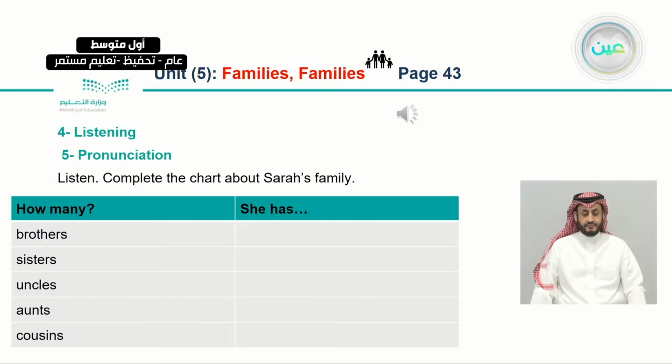I want you to write down right here. You can write only numbers. Let's say 3, 4, 5 brothers and so on. How many sisters? Once you hear the word sisters, pay attention to the number that would be followed by sisters. So you will write, she has 5 or 1 sister.